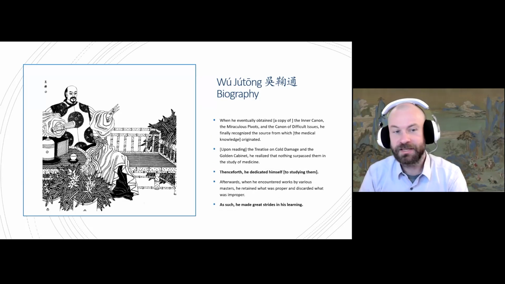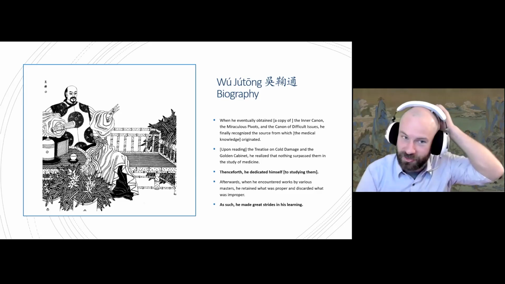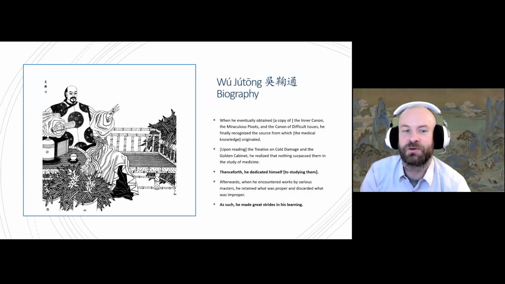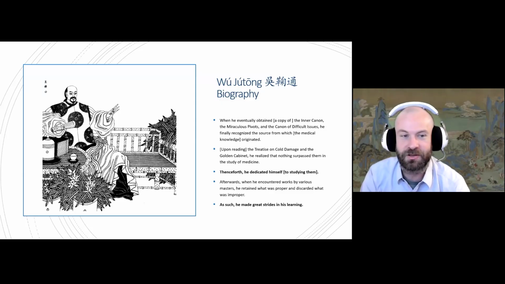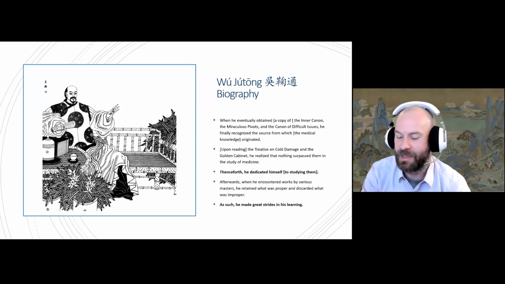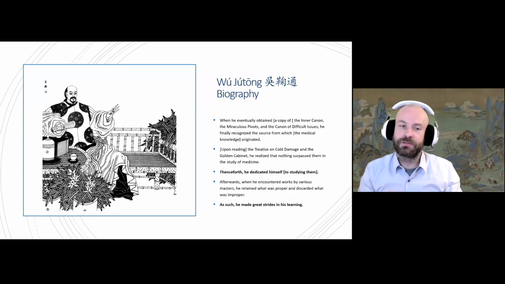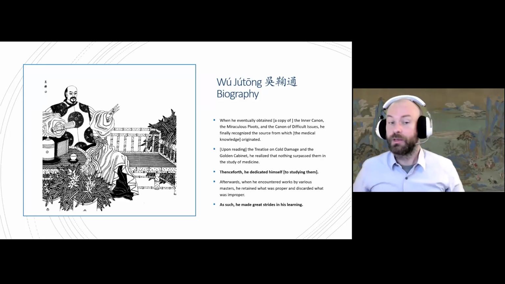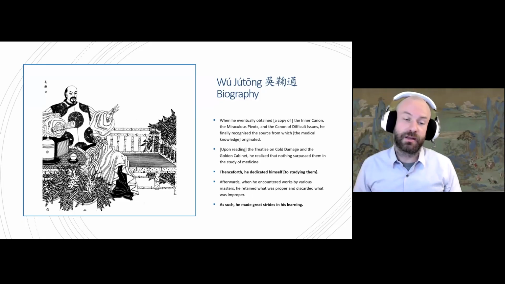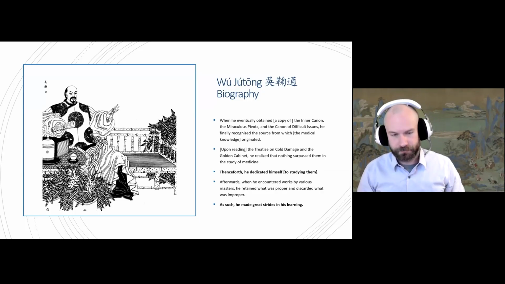So it says that he obtained a copy of the Inner Canon, the Miraculous Pivot, the Canon of Difficult Issues, and he really loved those. And then he also found the Cold Damage and Golden Cabinet, and he realized that nothing could surpass those in the study of medicine. And therefore, he dedicated himself to studying those classics. And then after, he further studied various masters, and he attempted to keep what he thought were correct ideas and theories and discard what he thought was improper. And as such, he made great strides in his learning.